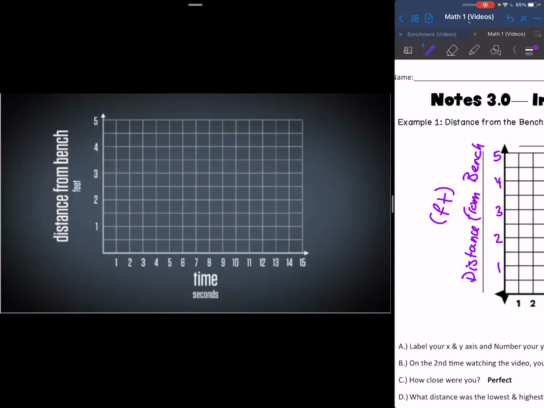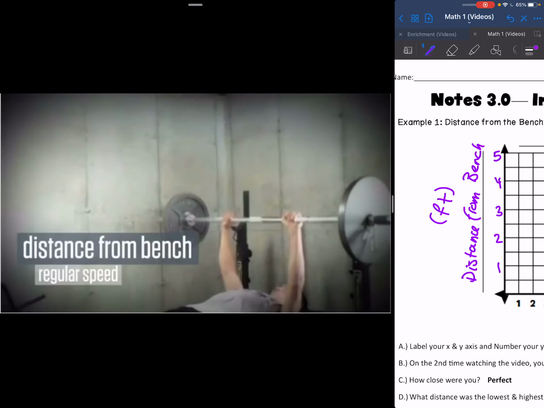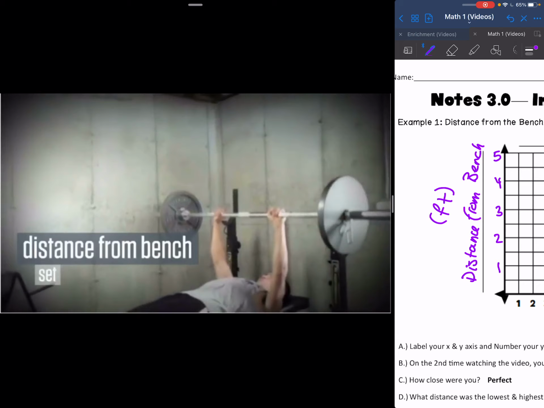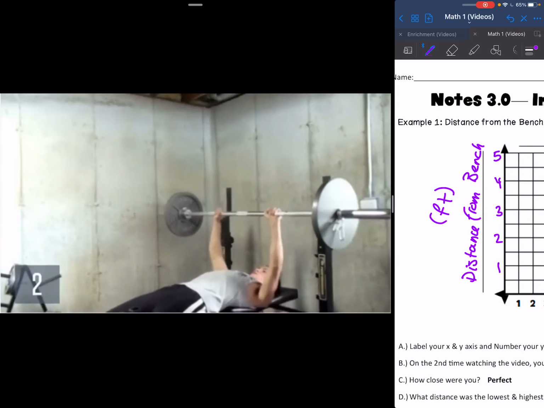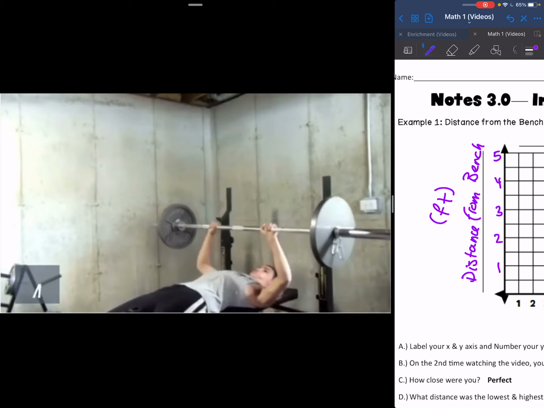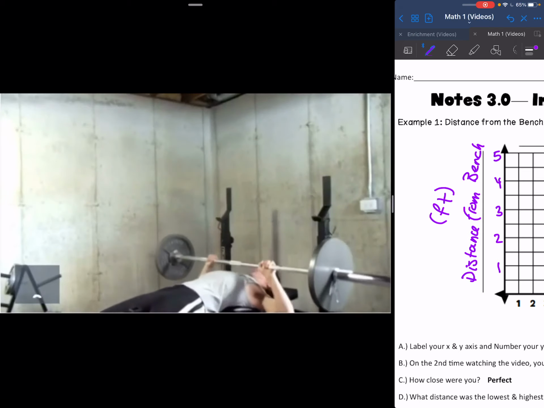Now, the first time we watch this, we are just going to watch it all the way through. That's it. So let's watch. Notice in the bottom left, there's a timer happening. That's the seconds that is at the bottom of your graph on your notes.